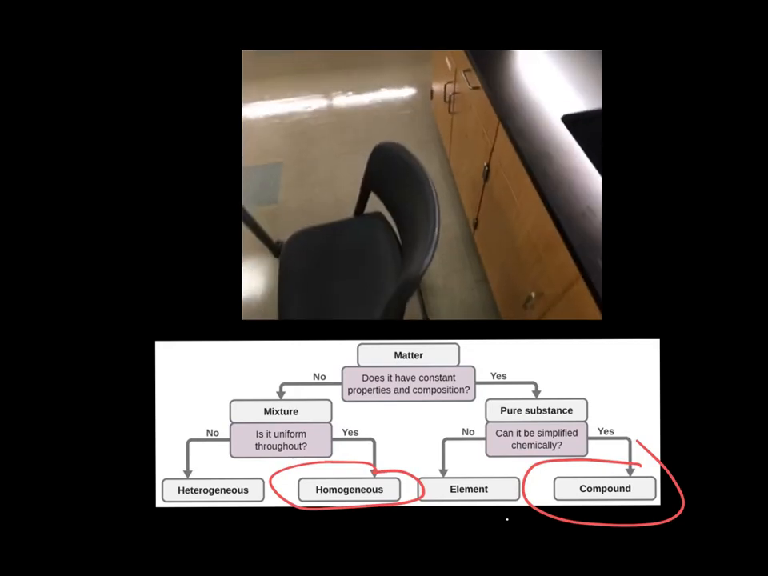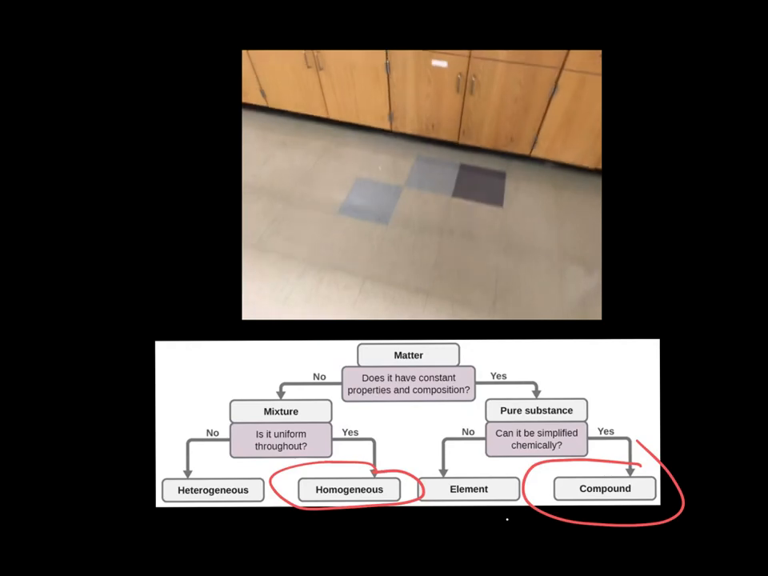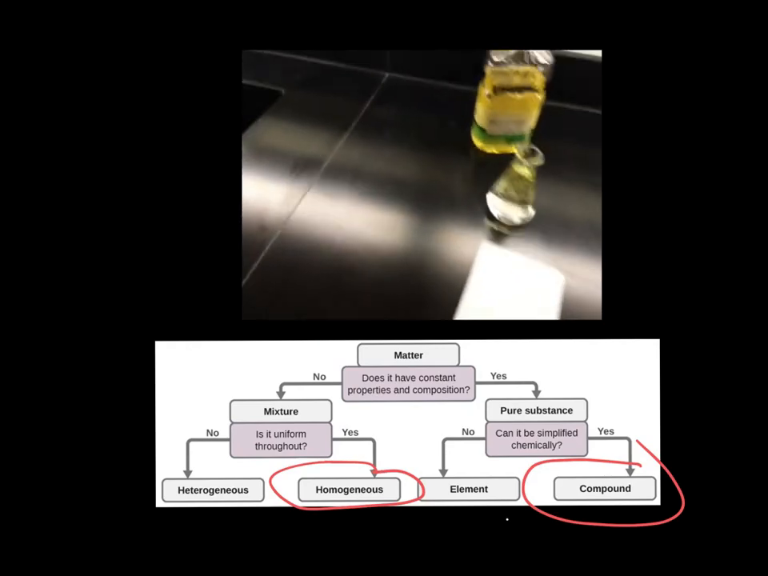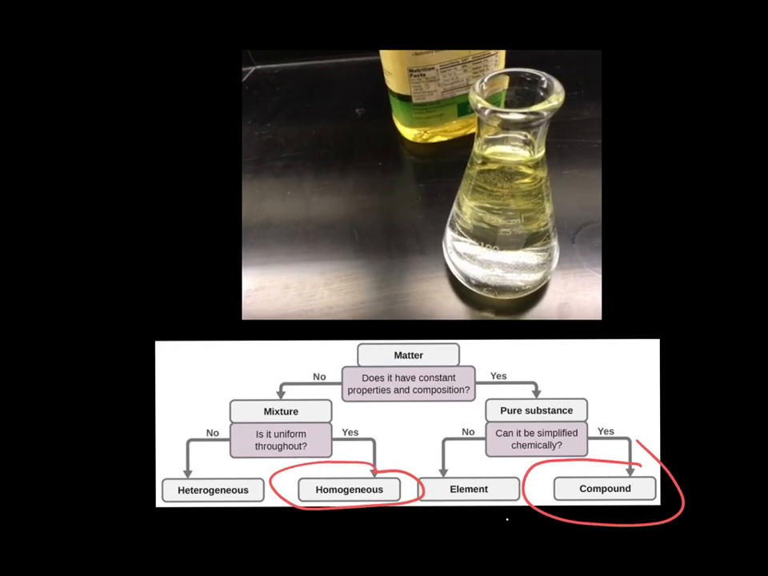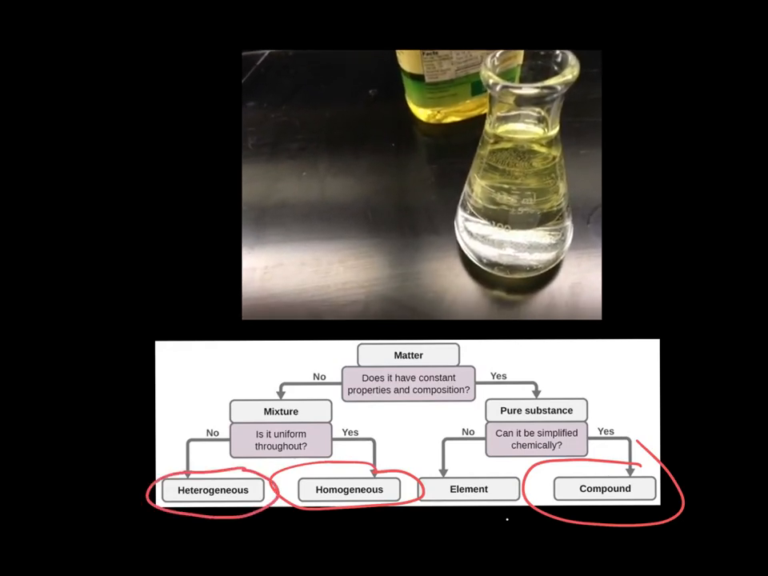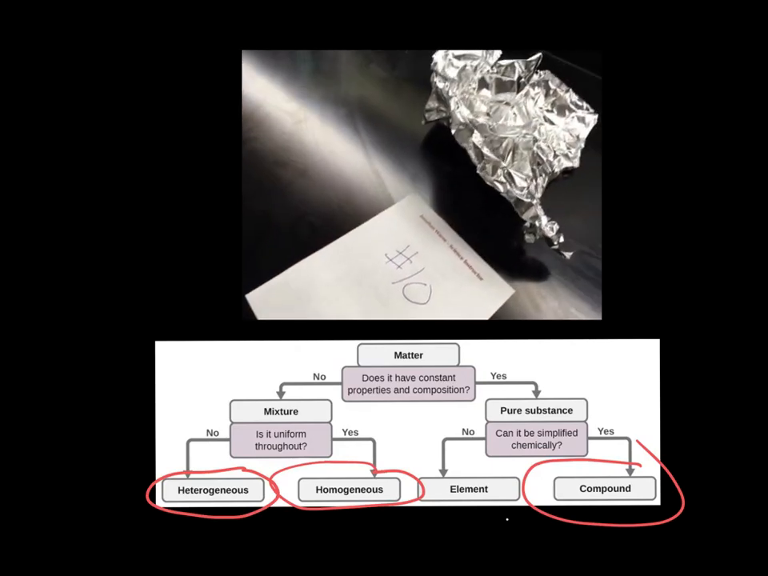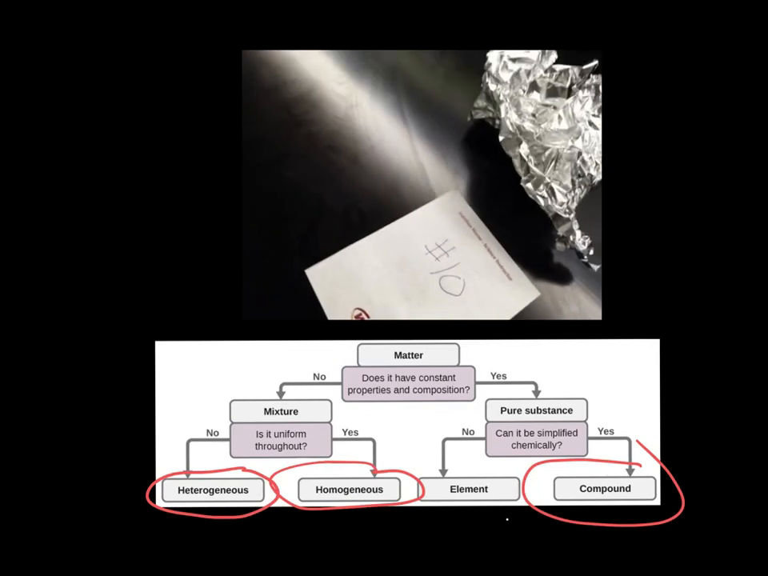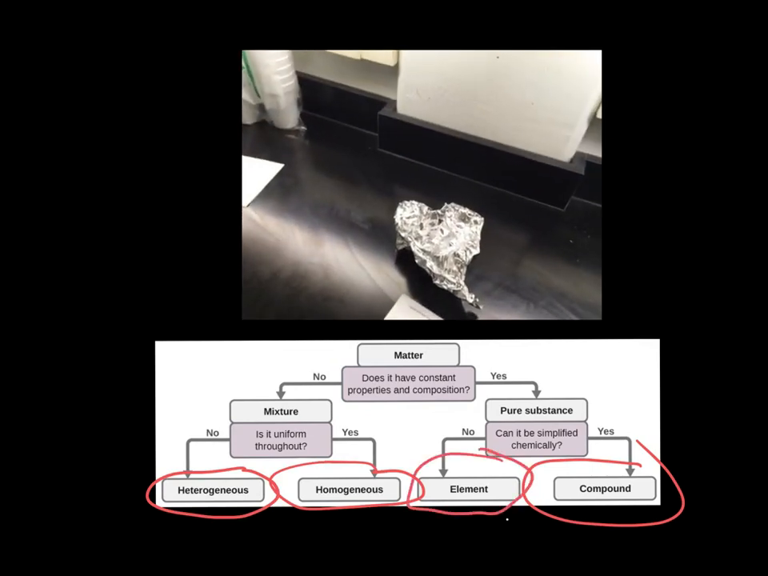So we need to look at either an element or a heterogeneous mixture. Right here, we can see two different parts. There's two different pure substances. So this oil and water is an example of a heterogeneous mixture. And then if we go right over here, we got our favorite aluminum foil. That's just straight up aluminum from the periodic table. So that's an example of an element.